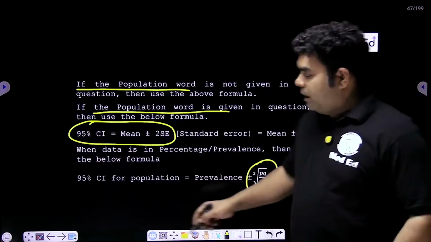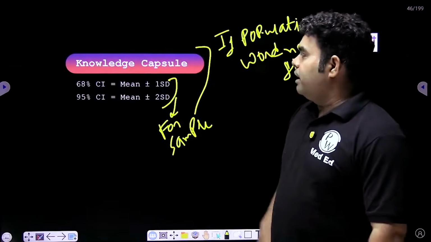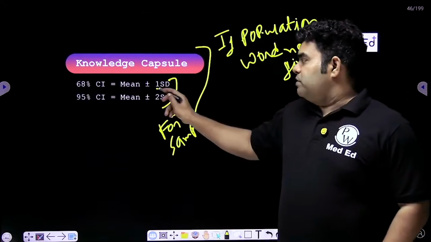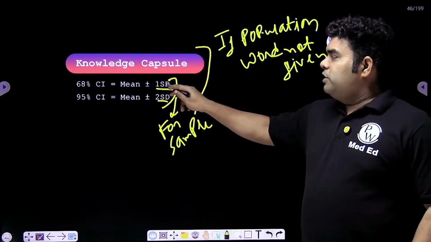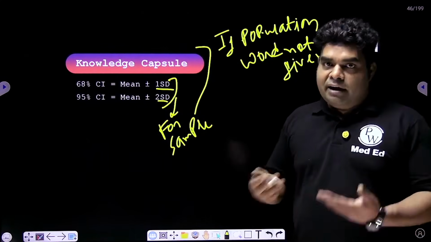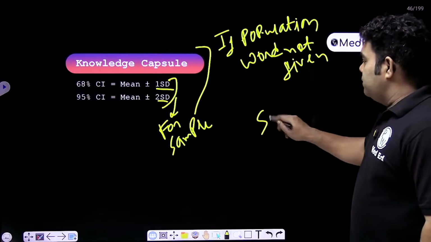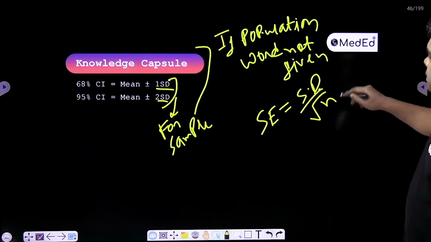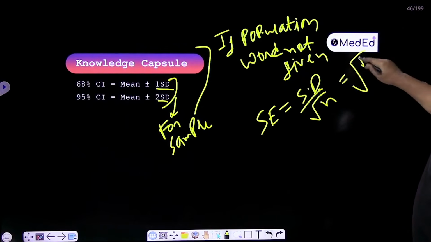If they use sample, which they will use in most of your numericals, you will use this formula for sample. Because in a sample, we will use standard deviation. In a population, we will change the standard deviation with the standard error. And we just read the 2 formulas of standard error. One formula is standard deviation by under root N. The second formula is under root PQ by N.